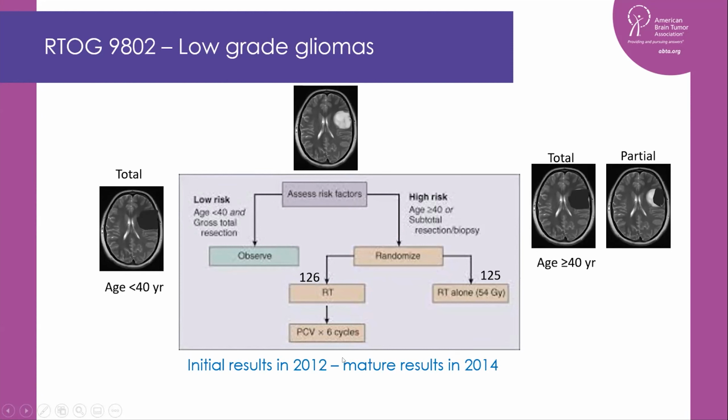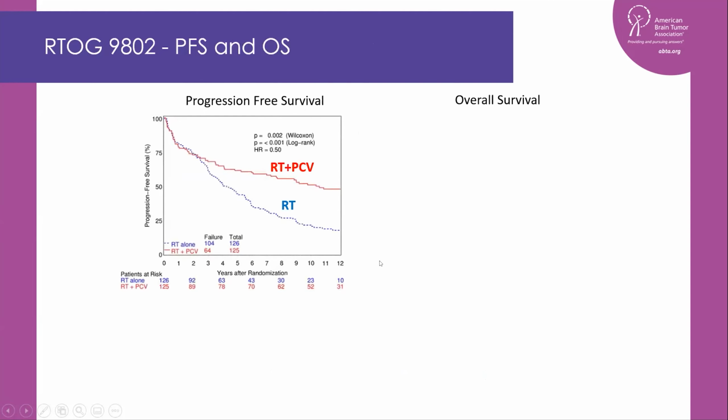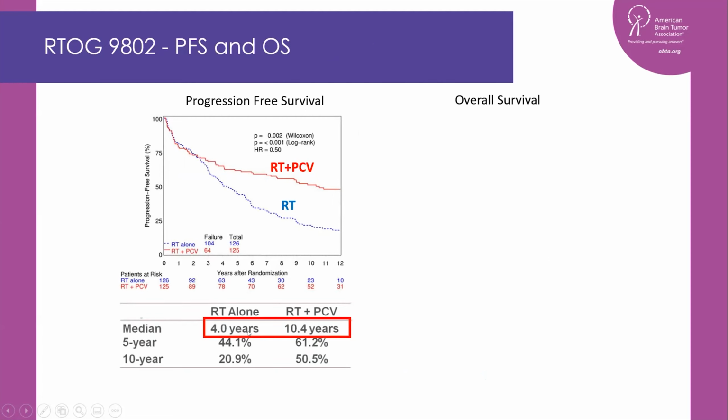So the initial results came out in 2012, and then they continued to follow up, and the later results came out somewhat later. So here is the progression-free survival. How long did it take the tumor to grow back? Overall survival, how long did the person survive? So in the radiation plus PCV, the chemotherapy arm, clearly you can see the progression-free survival was better compared to radiation therapy. And that was 4 years for these tumors to grow back on the average to 10 plus years. So clearly great protection for regrowth of tumor.